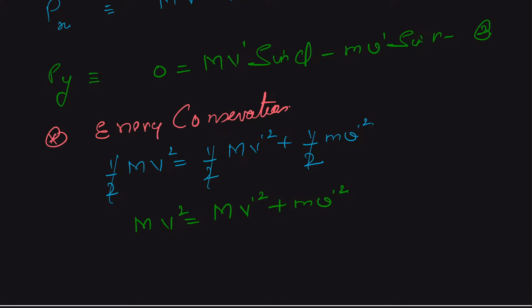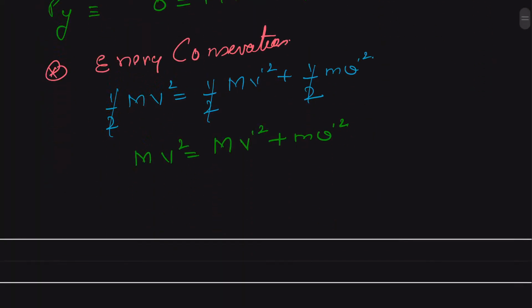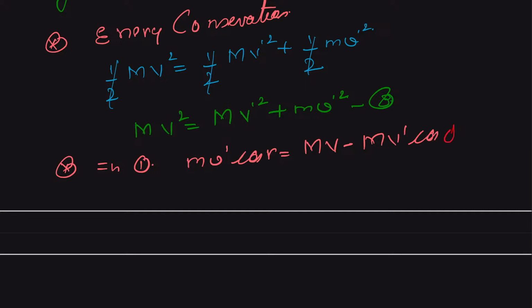And we have two equations, equation number 1 and equation number 2. So let us call this equation number 3. So we are going to use equations number 1 and 2 and manipulate them, make some left-right adjustments. So we can write equation number 1 as m v prime cos gamma is equal to M v minus M v prime cos phi.